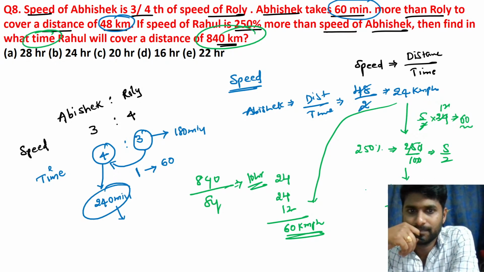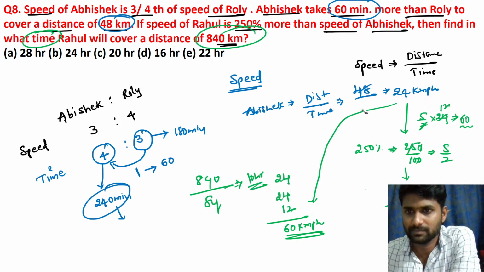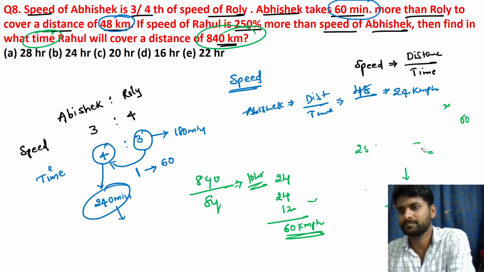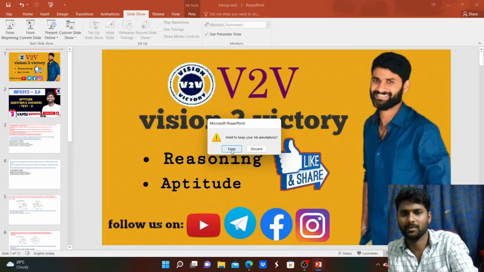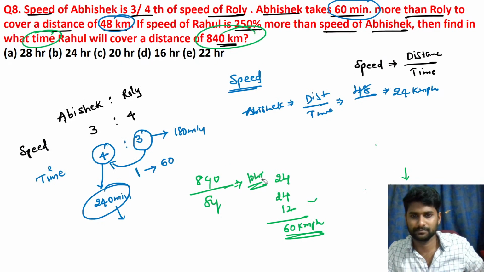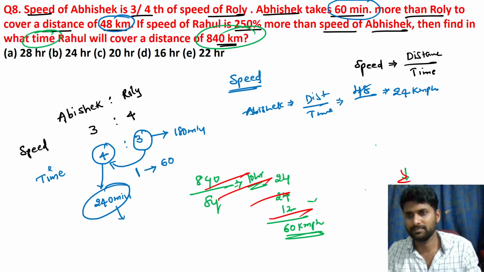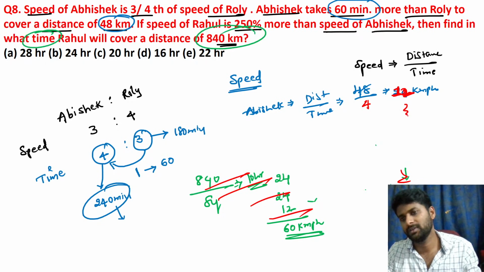That is the information. Sorry guys, I just made one mistake here. 40 minutes is exactly equal to 4 hours here, and 4 becomes 12. 12 kilometer per hour. 5 by 2 extra means 5 by 2 into 12 is exactly equal to 30.